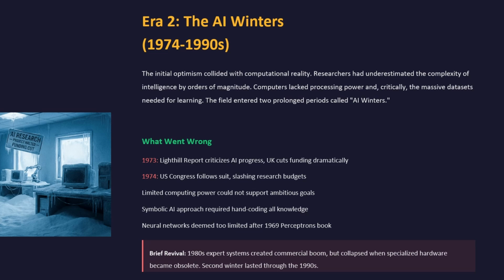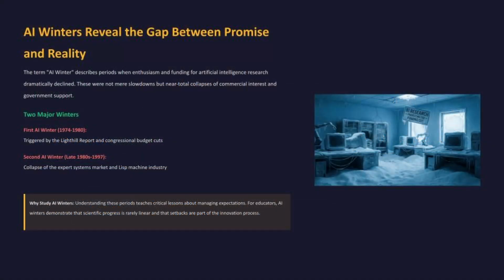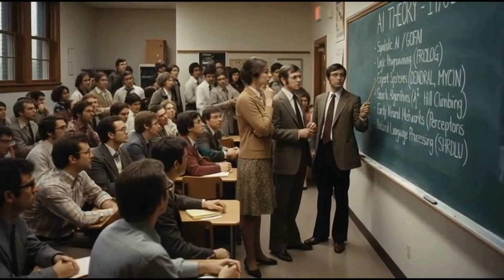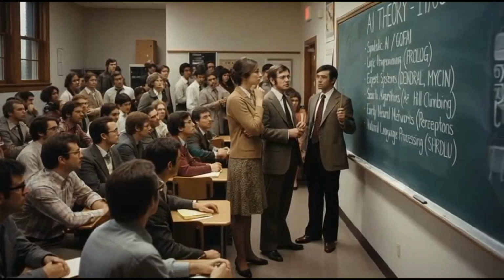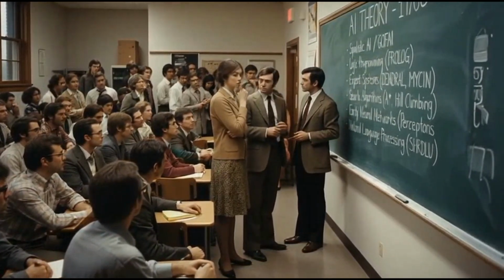We saw a brief commercial revival in the 1980s with expert systems, which were specialized programs for things like medical diagnosis, but even those collapsed when the specialized hardware they ran on became obsolete. The lesson here is crucial. Ambition without the necessary computational infrastructure is a recipe for failure. But even in the cold, quiet years of the winter, important work was still happening, setting the stage for the next revolution.